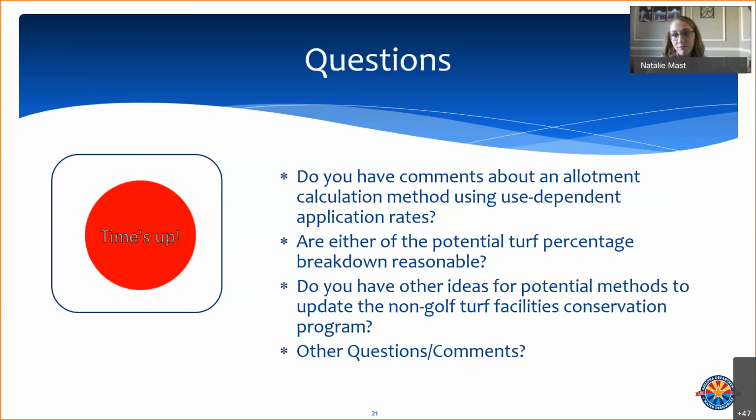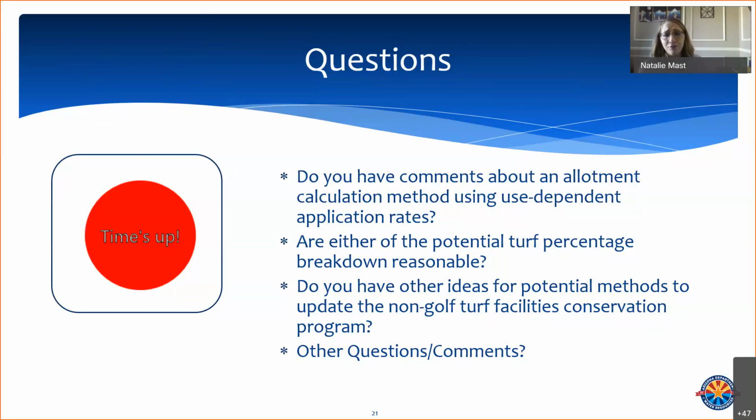We really took a shot at those percentages based on our experiences, based on what we've seen, based on just looking at several facilities. We do not currently have data at ADWR for this type of information. So if there's information out there, we would certainly appreciate support with that.